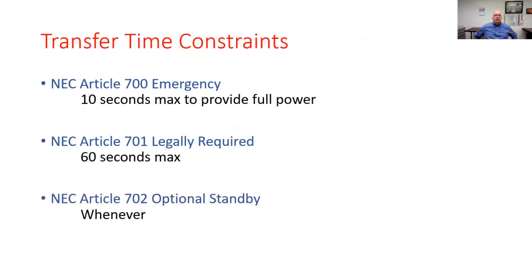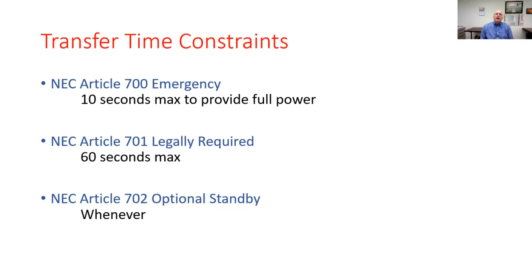The transfer time constraints for a hospital: you might have a person on an operating table, and if the utility goes down, there's battery backup UPS systems that just immediately kick in. But the generator itself has 10 seconds to be called upon, fired up, close its transfer switch, and be providing full power in 10 seconds.